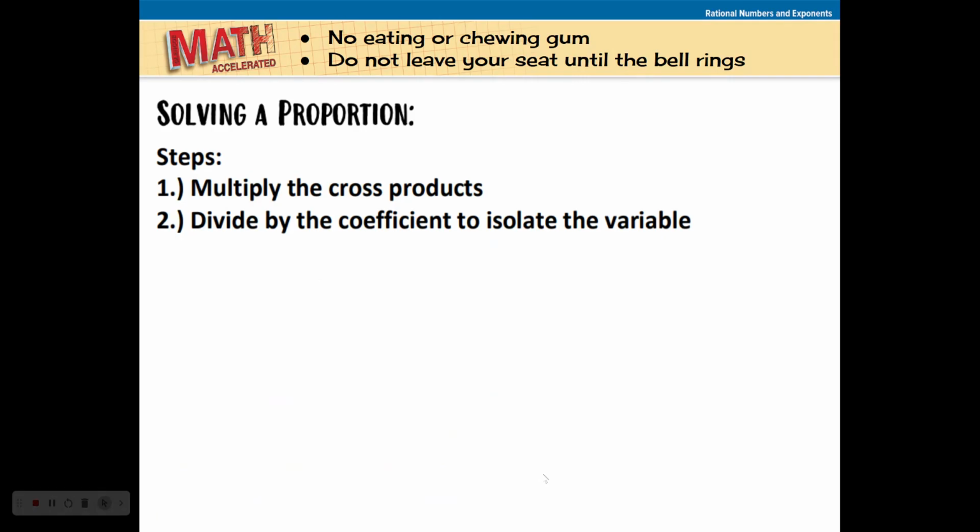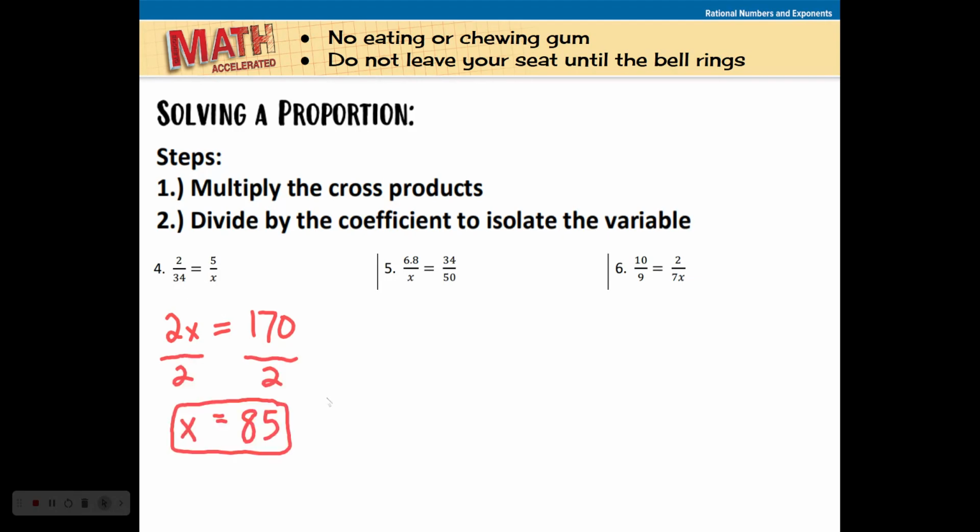Now, when you solve a proportion, this is where you cross multiply. Cross multiply and set those products equal to each other and isolate the variable by dividing by the coefficient. So 2 times x is equal to 5 times 34, or 170. Divide both sides by 2. X equals 85.